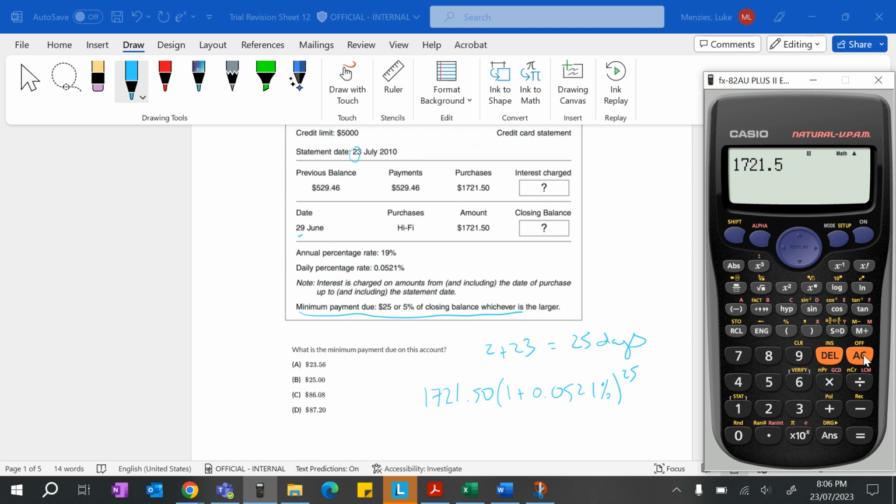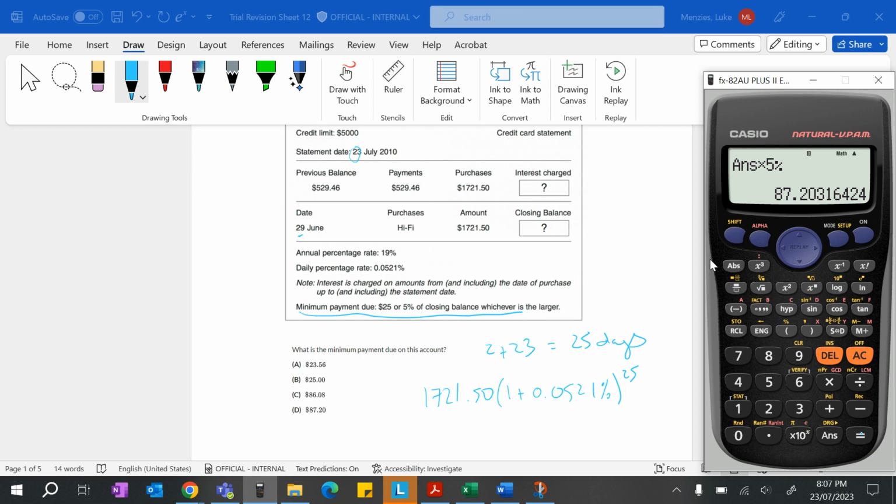1721.5 bracket 1 plus 0.0521. By the way, I think it's a band 6 question. It is quite difficult. Power 25. So that's our closing balance, and we've got to find 5% of that. So we'll times that by 5%. Okay, so 5% of that is $87.20.